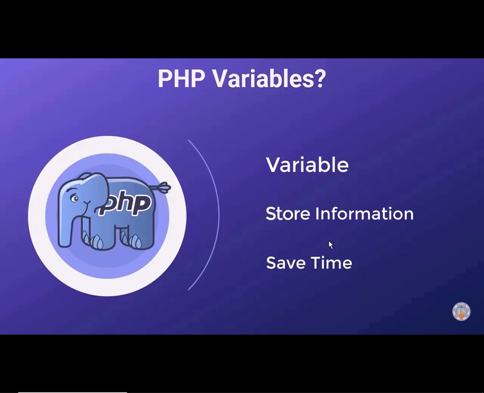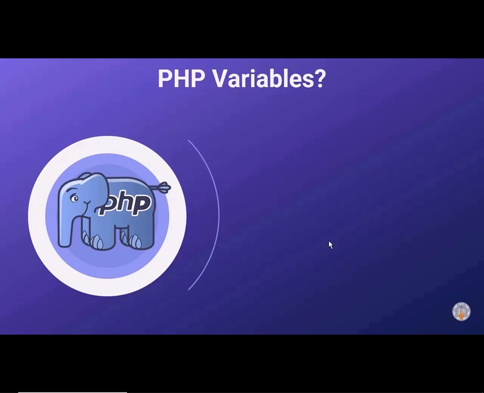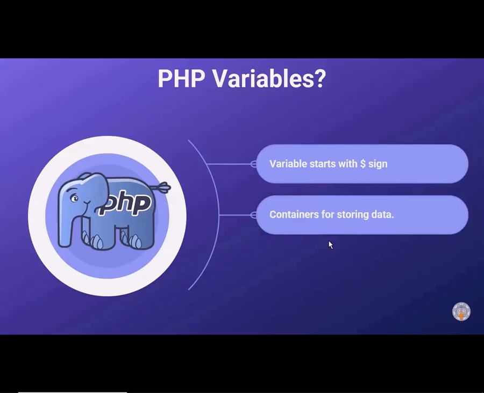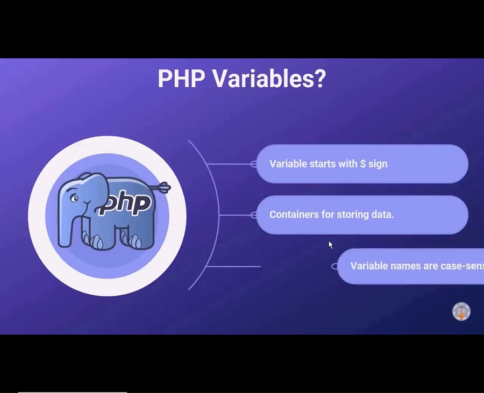So let's start with the variable. Variables start with a $ sign. Whenever we declare a variable in PHP, we must use a $ sign before a variable. Containers for storing data. A variable is used to store the information or data. Variable names are case sensitive.